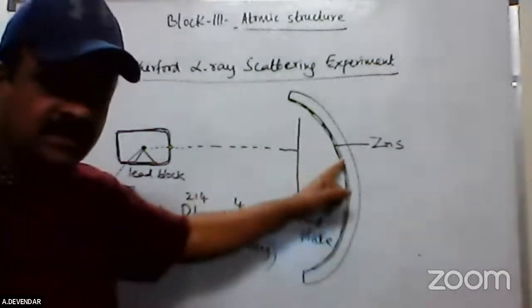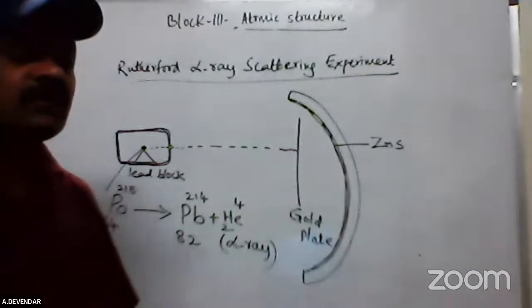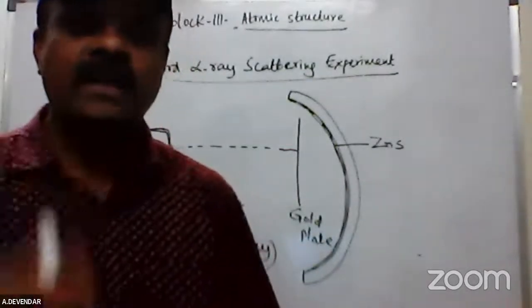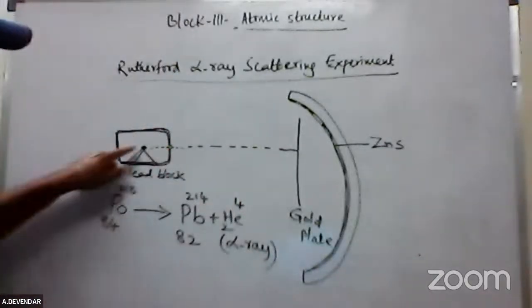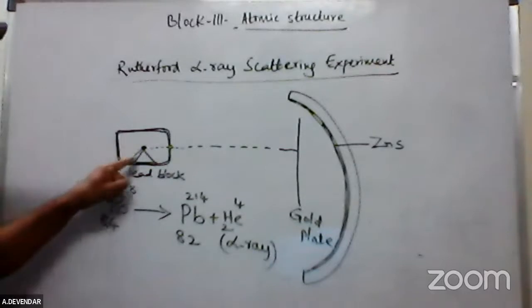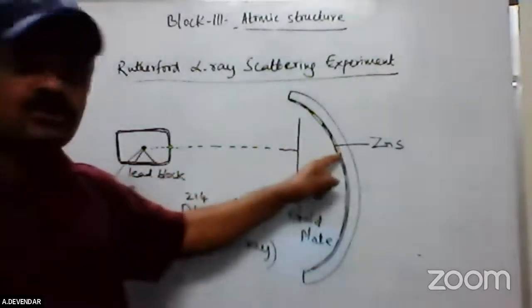Alpha rays fall on the screen. What happened? A flash of light will be produced. By means of the flash of light, you can count how many alpha particles are emitted by your source.